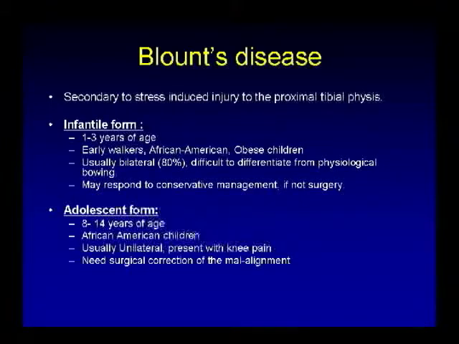Whereas the adolescent age group usually is unilateral, does not present as an alignment abnormality, it presents as knee pain, and it requires surgical correction because remodeling is almost impossible at the age of 8 to 14 years. Blount's disease is more common in the African American population as compared to Caucasians.